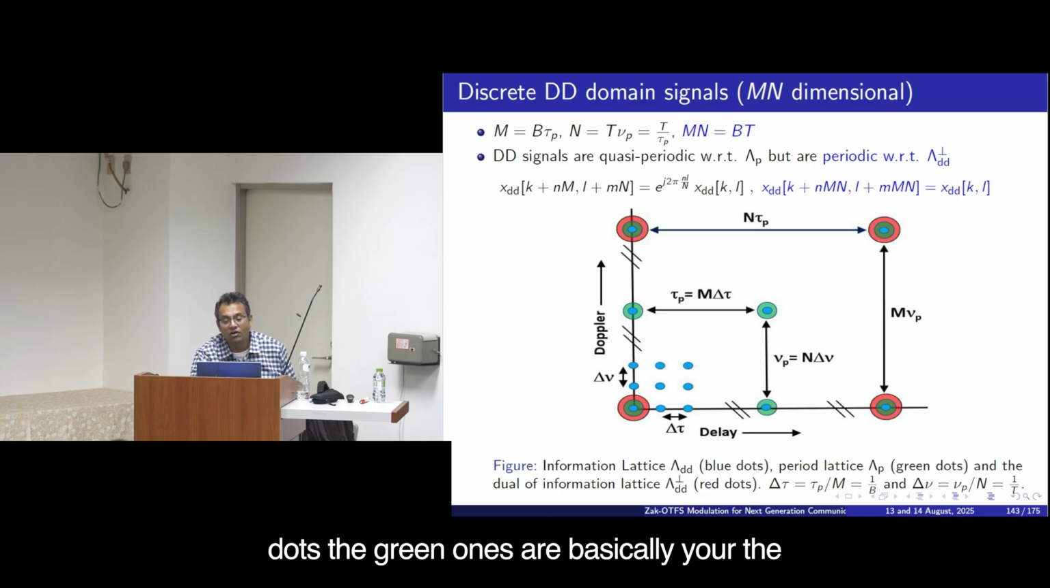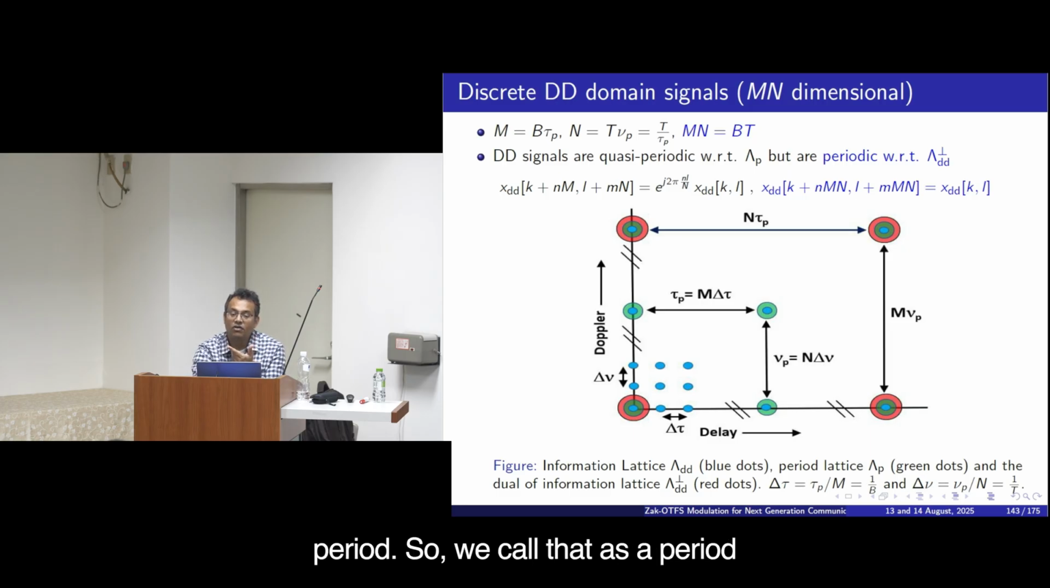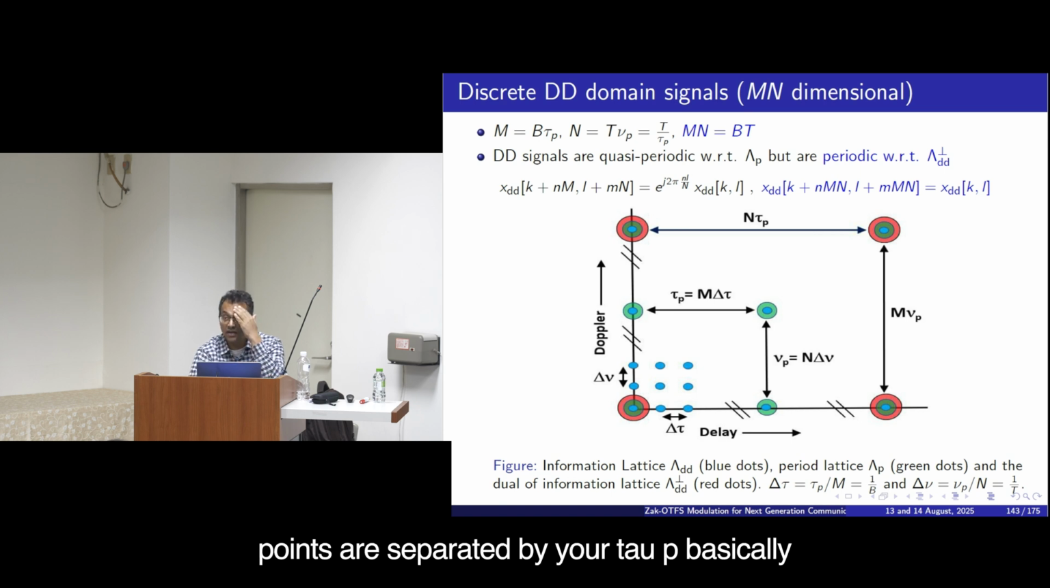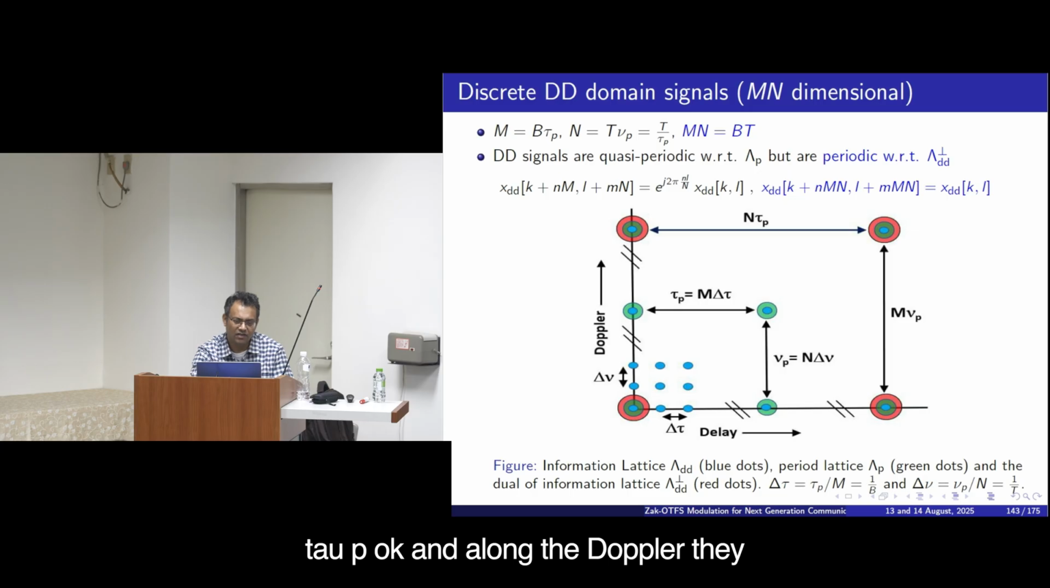Now these green dots are basically your, the distance from here to here is one delay period. So we call that a period lattice. Along the delay, the green points are separated by tau p, and along the Doppler they are separated by nu p.